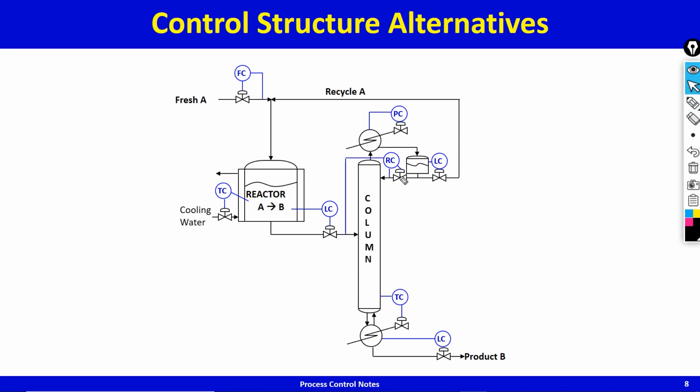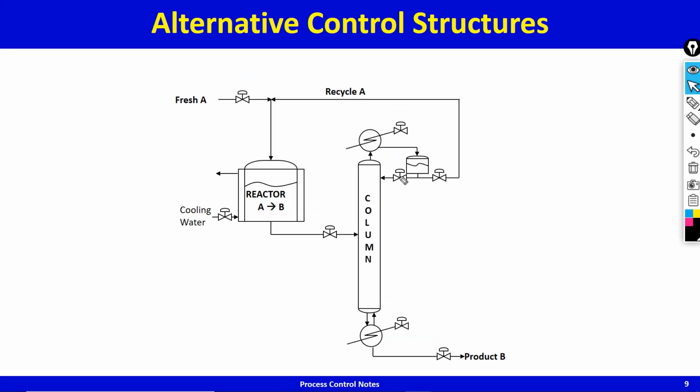Continuing, is this the only control structure that's possible? No, there are many combinations. And the combinatorial flexibility is what I was wanting to show you. Yeah, that's the throughput manipulator. I could, for example, instead of holding the fresh feed, I could be holding the fresh plus recycle rate, that is the total flow to the reactor, by adjusting how much fresh feed I'm putting in. So in this case, you are holding the total flow to the reactor.